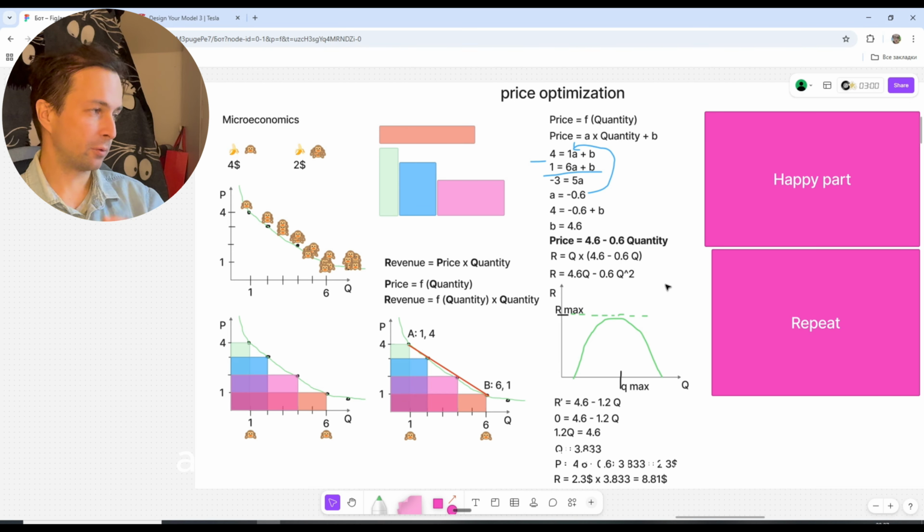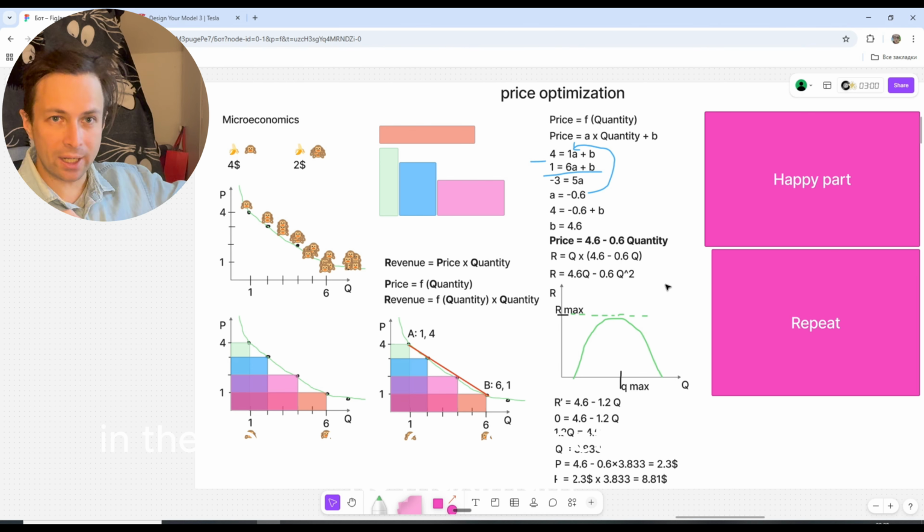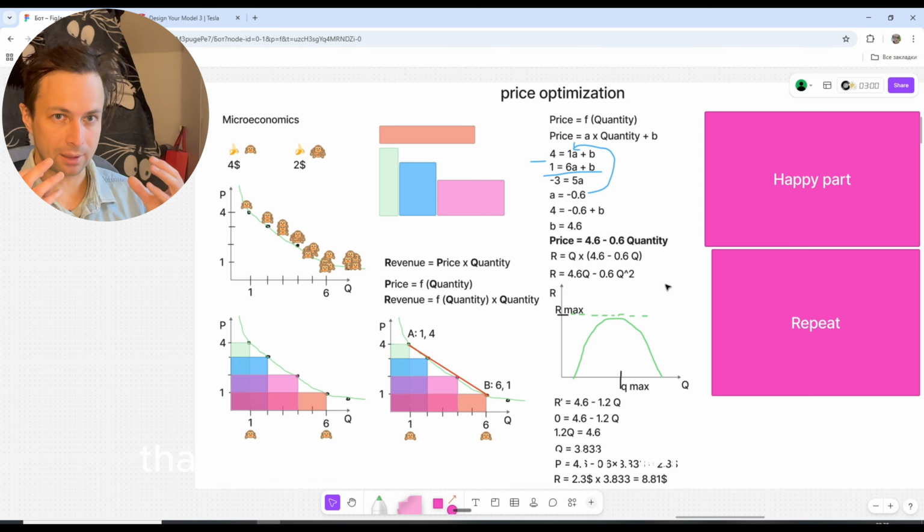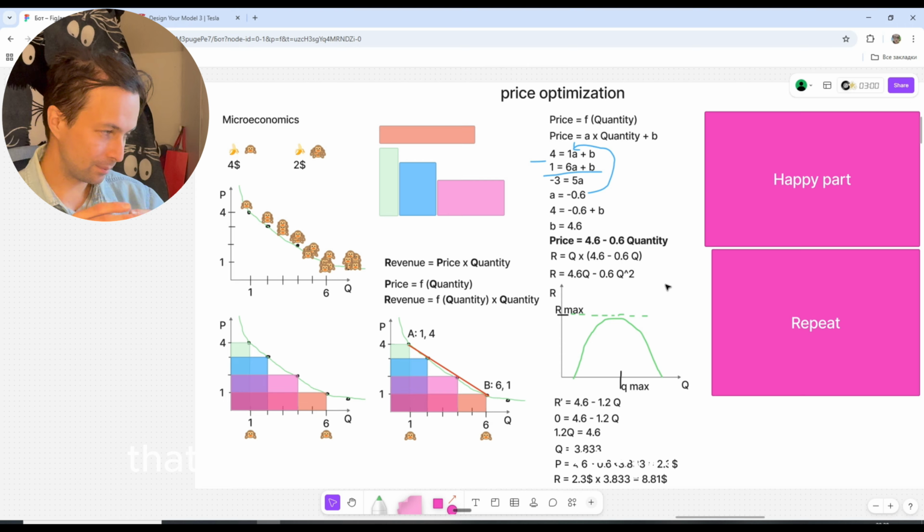And that's very important for us, because now, if we take the derivative of this function, 4.6Q minus 0.6Q squared, we will use 0 as the value of this derivative, we will know that it happens in the point where this function reaches its maximum. That's very important to understand. That's very important to keep in mind.